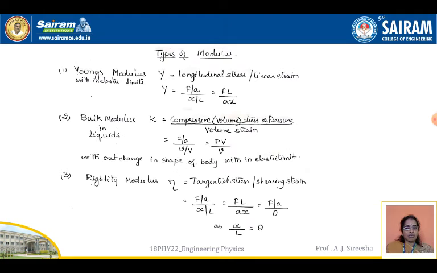Next is the rigidity modulus. Rigidity modulus is denoted by eta, tangential stress by shearing strain. That is force per unit area by shearing strain, X by L. So it becomes FL by AX. But we know that X by L becomes nothing but theta. It is nothing but a shearing strain. So we call rigidity modulus as F by A by theta, where theta is called as a shearing strain.